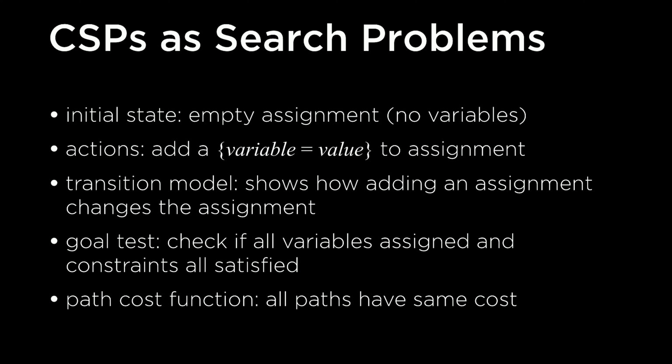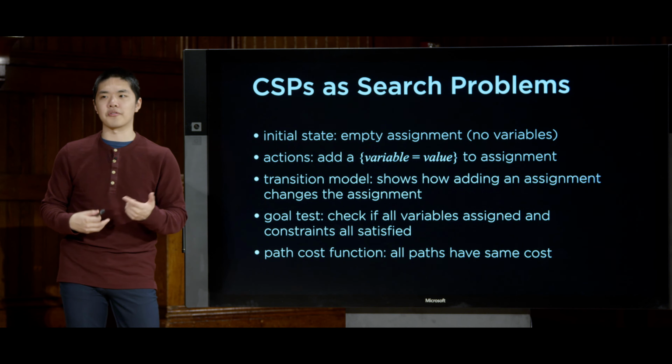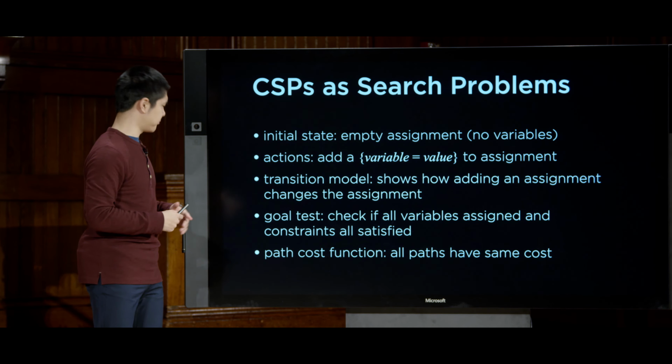The goal test is just checking to make sure all the variables have been assigned and making sure all the constraints have been satisfied. And the path cost function, sort of irrelevant. I don't really care about what the path really is. I just care about finding some assignment that actually satisfies all of the constraints. So really, all the paths have the same cost. I don't really care about the path to the goal. I just care about the solution itself, much as we've talked about before.